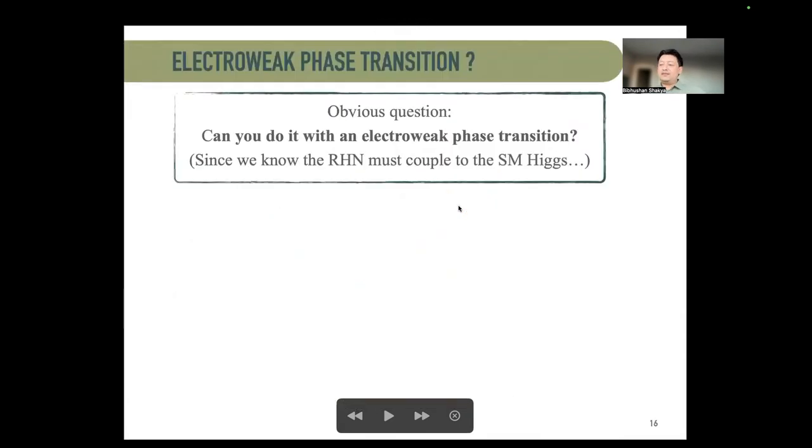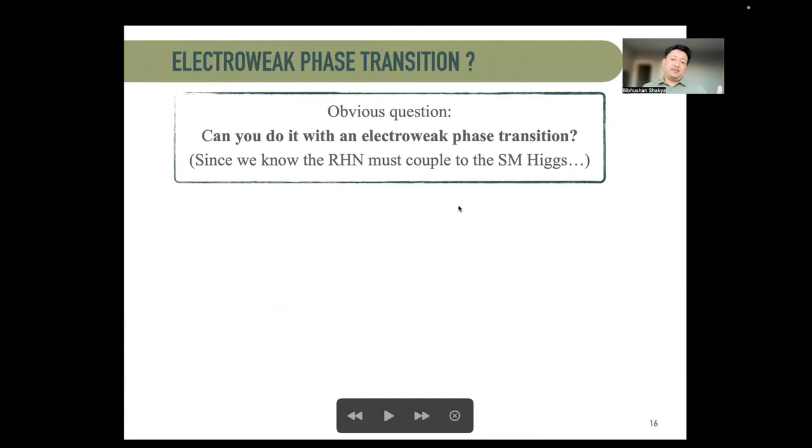Okay, so it seems like there's a nice story here which requires a phase transition in some scalar field that couples to the right-handed neutrinos, right? And so the obvious question you might ask at this point is, does this work with the electroweak phase transition? Because we already know one scalar field that exists in nature, that is the standard model Higgs. And we know that it couples to right-handed neutrinos if something like a type 1 seesaw is realized to explain the neutrino masses.